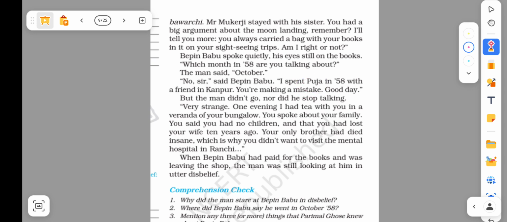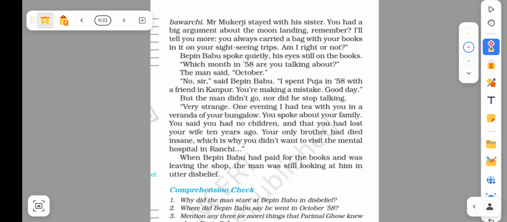Puja here should be Durga Puja, because for Bengalis, Durga Puja is above all. There is nothing above Durga Puja. For Bengalis, Durga Puja is everything. They wait the whole year for Durga Puja. I know that very properly. So in '58, with a friend in Kanpur, you are making a mistake.